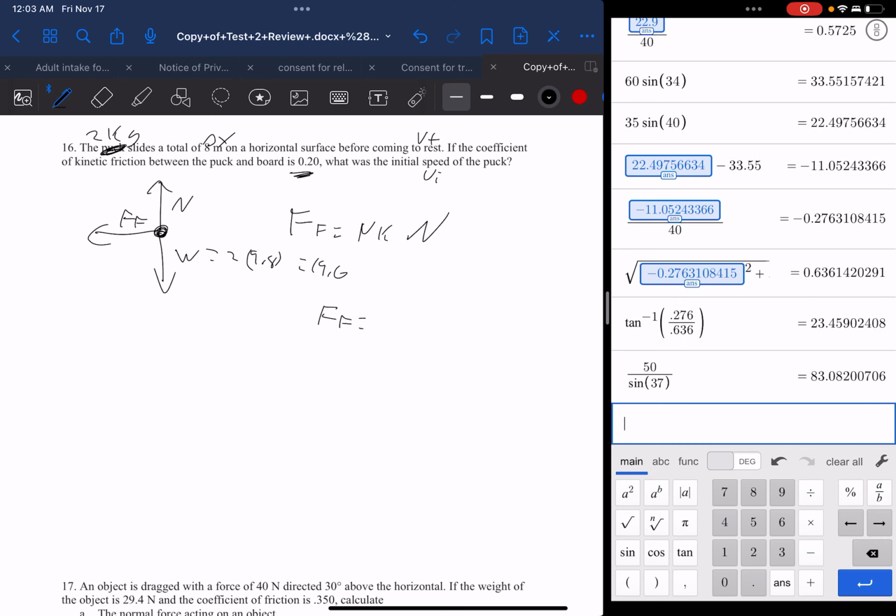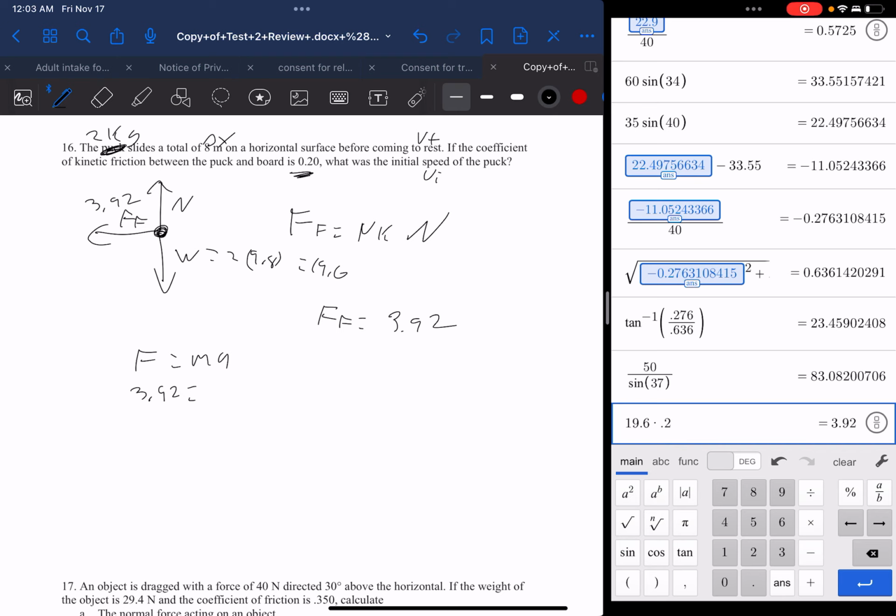is 19.6 times 0.2. So the force of friction is 3.92. That's also going to be the net force, because again, the up and down arrows cancel out. So the net force is just this over here, 3.92, which means F equals ma.